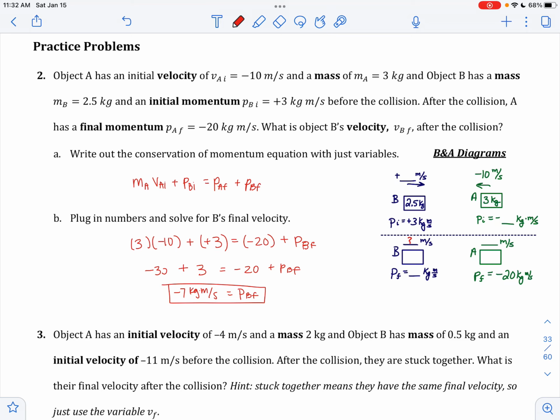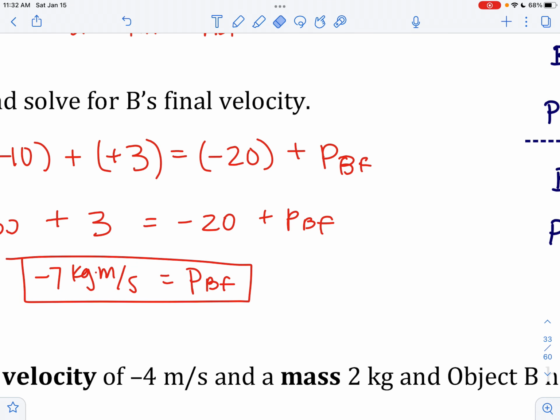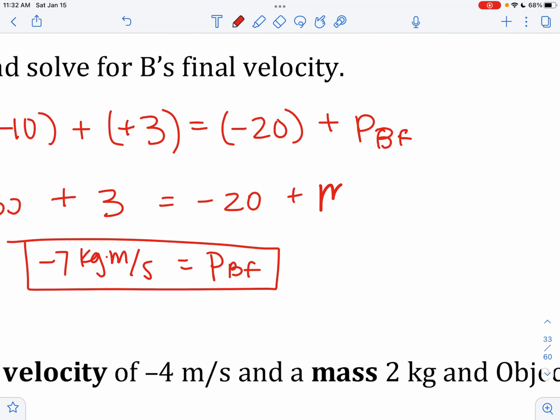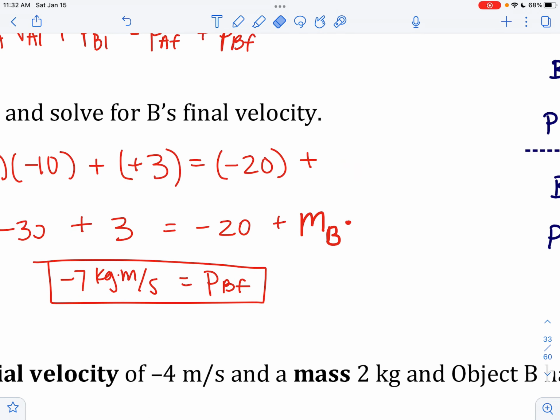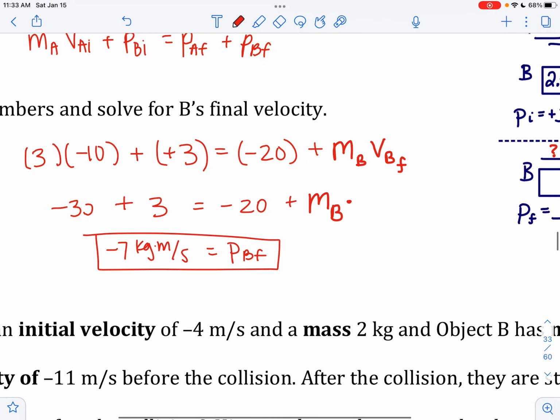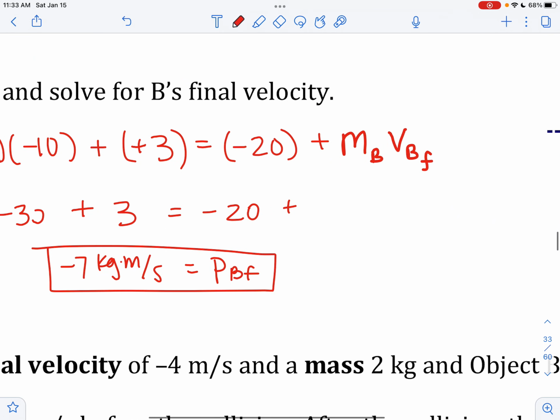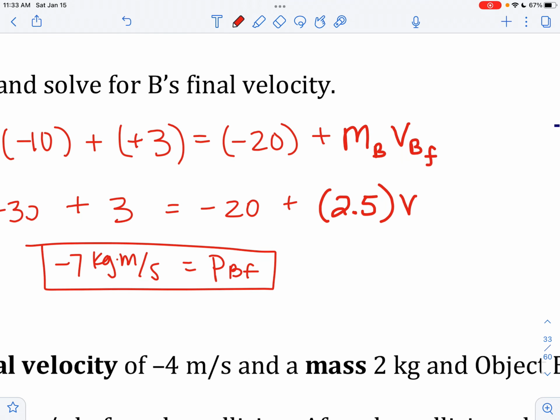So you have two options here. You can solve for momentum and then rewrite another equation. Or, I'm going to change this here. I'm going to say this is going to be the mass of B times, actually, I'll do it up here, the mass of B times the final velocity of B. And my next step when I'm plugging in numbers, I know my mass of B is 2.5 kilograms. So 2.5 kilograms times my final velocity of B.